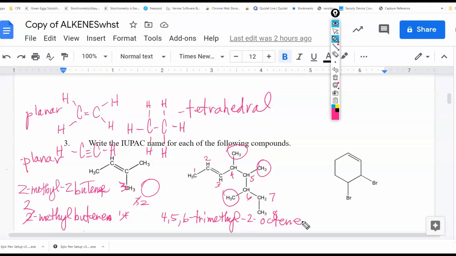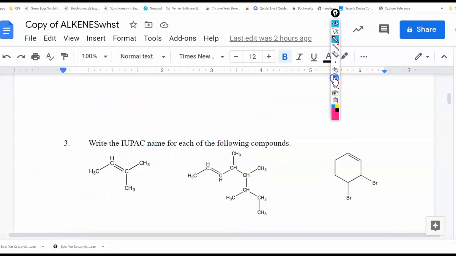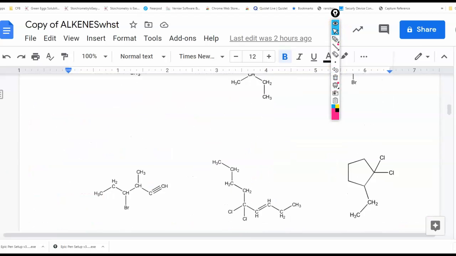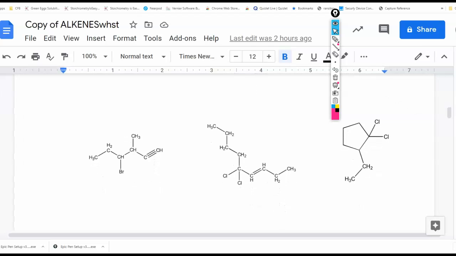two bromo groups, and so I'm going to count my carbons from where the double bond is. So I have 3,4-dibromo-cyclohexene, or you could call it 1-cyclohexene. Either one of those would be fine. Okay, on we go to the next part, still naming these, so let's continue with that.